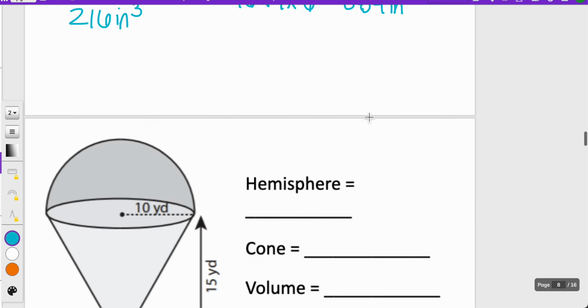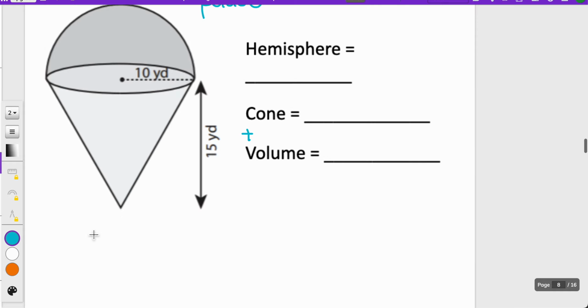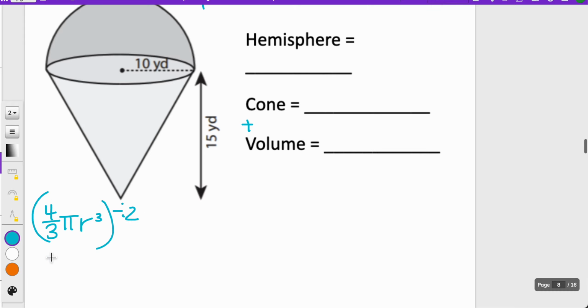Okay? Next up, we have a hemisphere and our cone. And again, these are both stacked on top of one another, so we'll be adding to find our volume. Let's go ahead and pause the video here, try this one on your own, and when you're ready to check it, click play. All right, your hemisphere, remember, is your sphere's formula, so 4/3 pi r cubed, but then because it's a hemisphere, you need to make sure you're dividing by 2 at the end, okay?